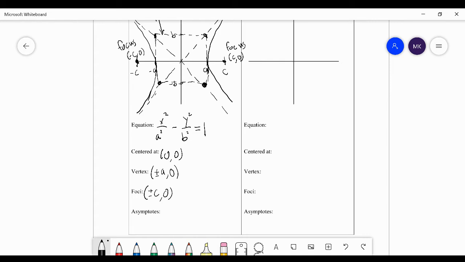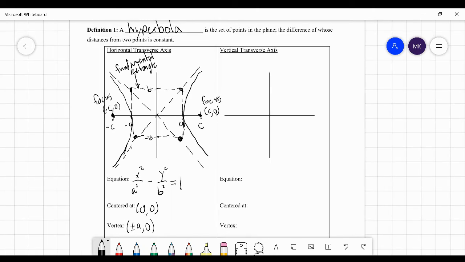And then our asymptotes, these lines that we drew in here, right? So those are going to be lines. Their equations are going to be y equals plus and minus b over a times x. So to get the equations of these asymptotes, we simply take our b value divided by our a value and multiply by x. Now that is because this is a horizontal transverse.